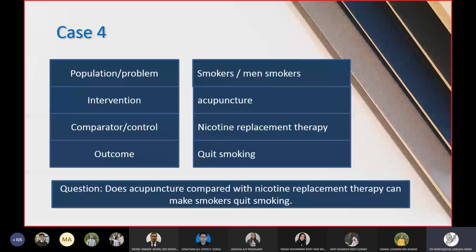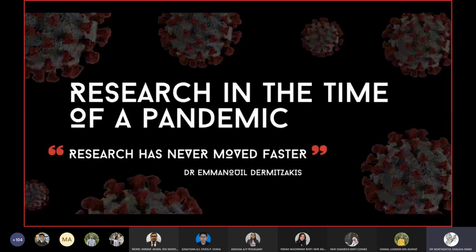Or if you read other journals also, try to point out all these things first. Then it will help you to understand the paper better, the publication better. Okay, any question? That's it. That's my lecture. That's all you need to know. Any question?